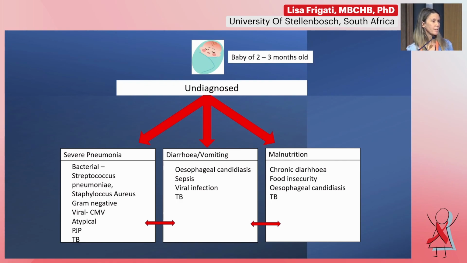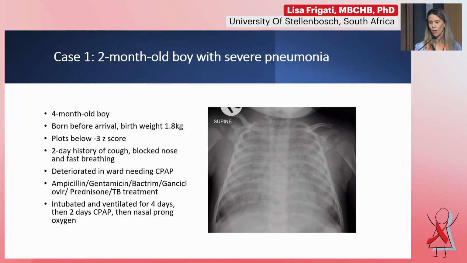So I think a typical presentation that we see is an infant who's usually 2 to 3 months old. And this is just my schema of how I think they can present. But of course, these presentations and causes can overlap. We had an infant like this in April in our wards, a 4-month-old boy weighing 1.8 kilos at birth, born before arrival, not much access to the health system before. And he presented with a 2-day history of cough, blocked nose, and fast breathing. You can see his x-ray on the side, terrible-looking x-ray.